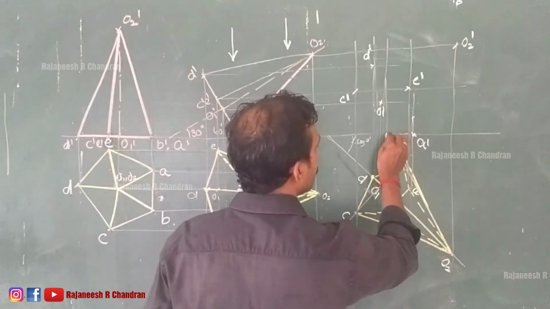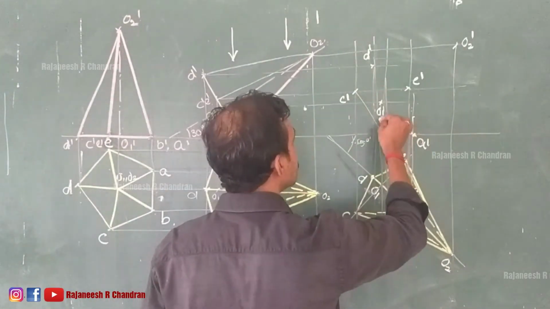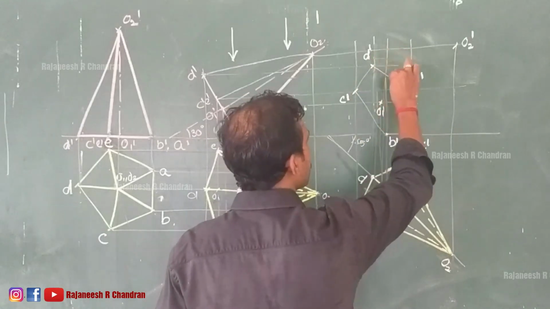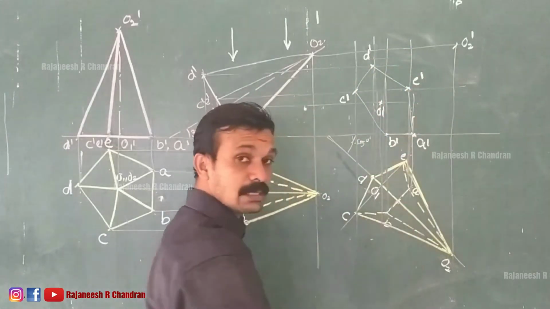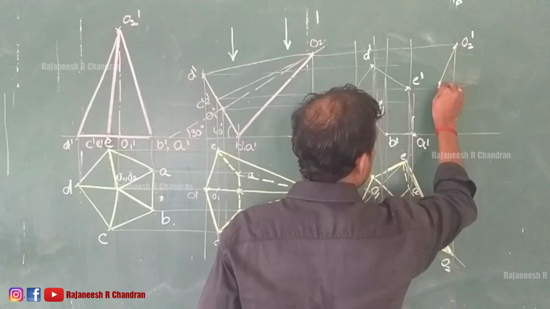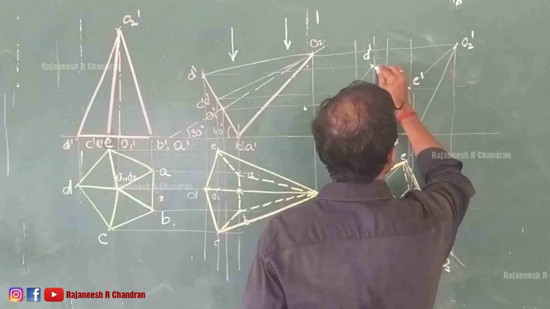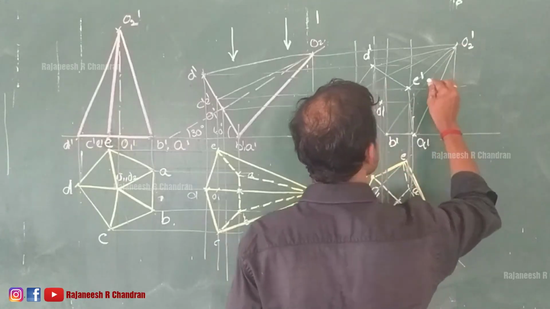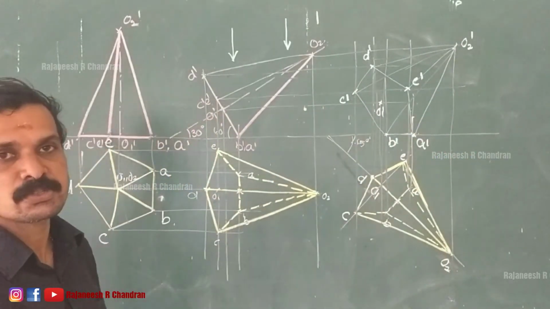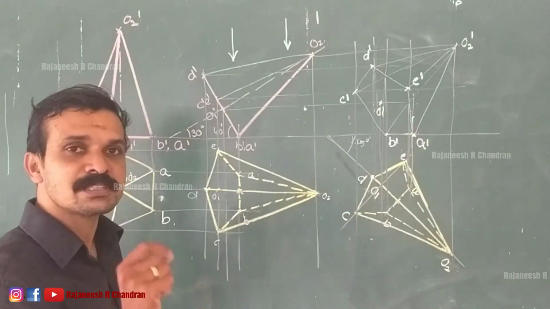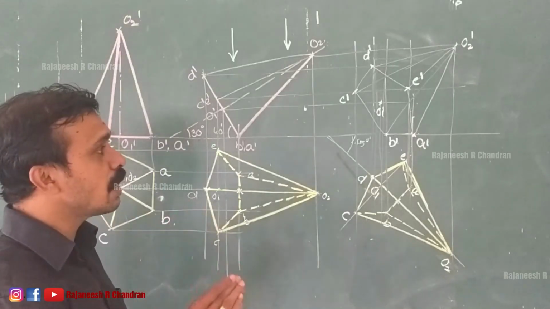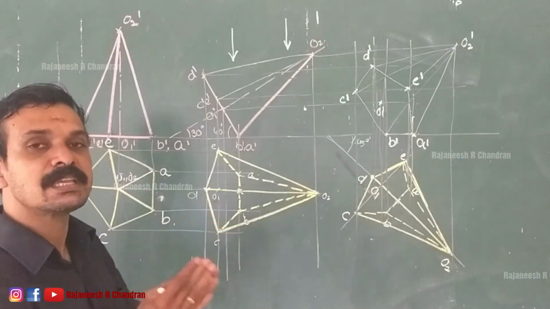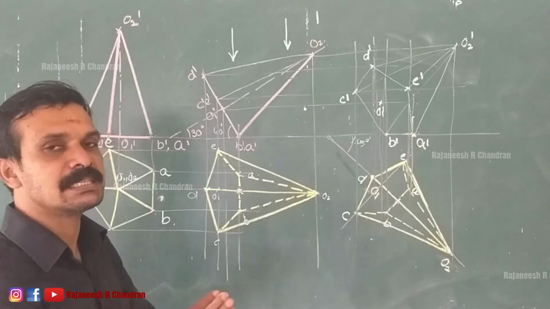Now connect AB, BC, CD, DE and EA. Connect O to A, O2 dash to E dash, O2 dash to D dash, O2 dash to C dash as well as O2 dash to B dash. All these edges should be drawn using a 2H pencil very lightly, because once you have obtained all the edges, then checking of the visibility will be easy.